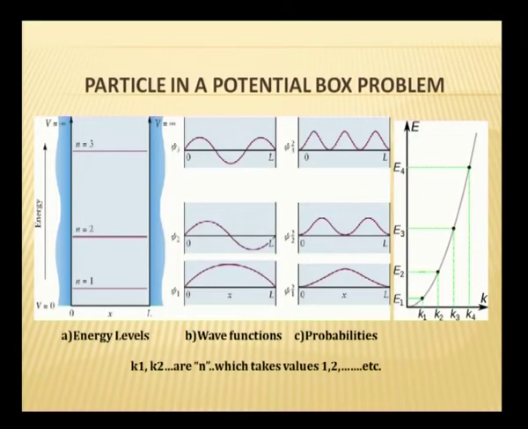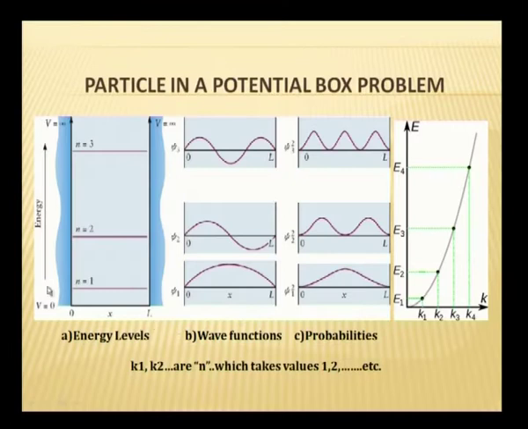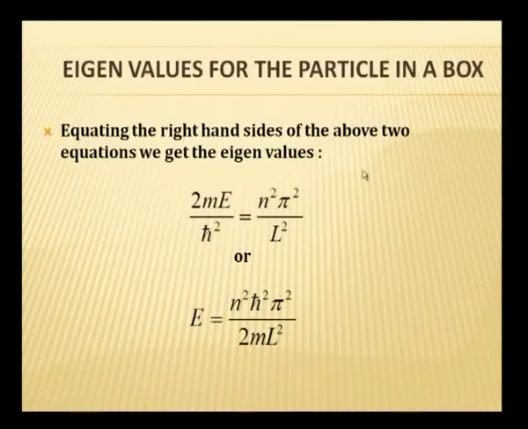Therefore, your k1, k2 can be assumed to be something like n taking values 1, 2, 3 and so on. So, the k shell, l shell, m shell, the electron energies will be something like what I am showing here. The energy values will be E1, E2, E3, given in terms of k1 or in terms of n, because you have the energy given in terms of n. N is something like a quantum number.